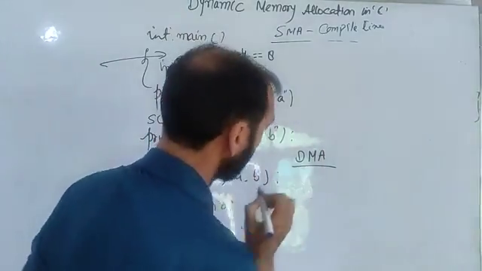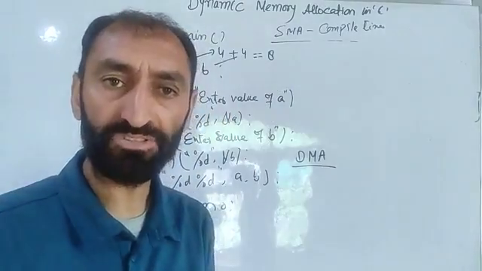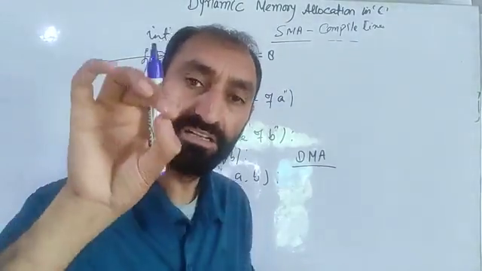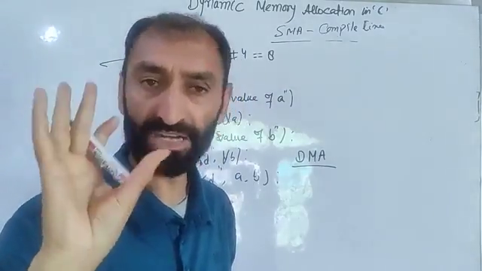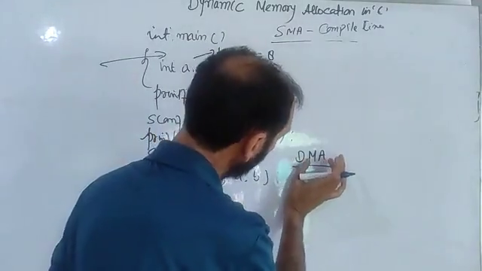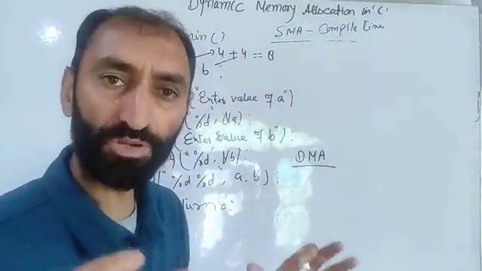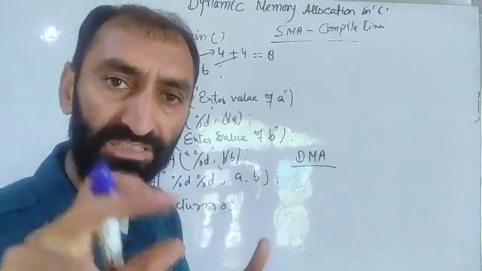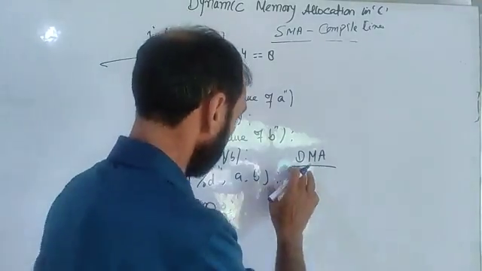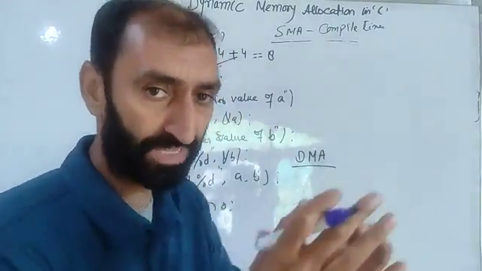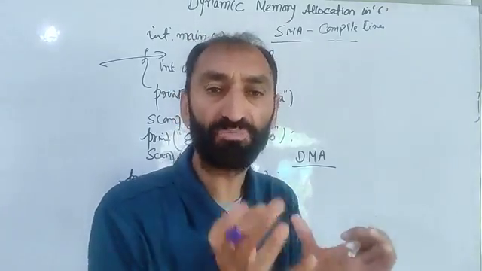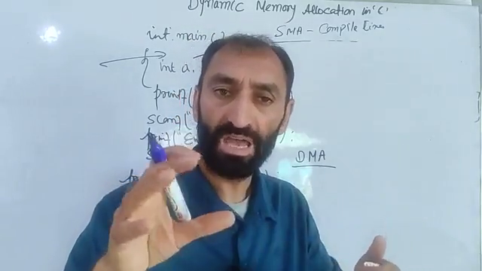What is dynamic memory allocation? Dynamic memory allocation means to allocate the memory at runtime. The memory is going to be allocated at runtime. But now the question is how the memory is going to be allocated at runtime. There are some functions which are used for allocation of memory at runtime.